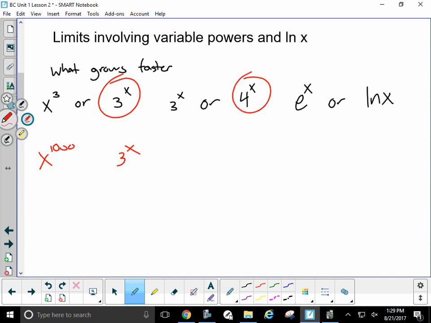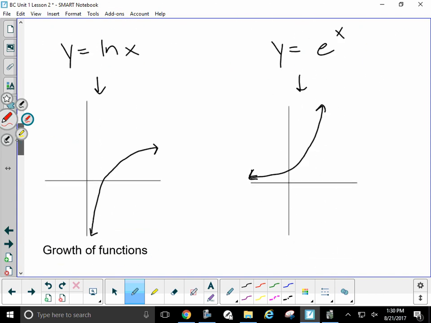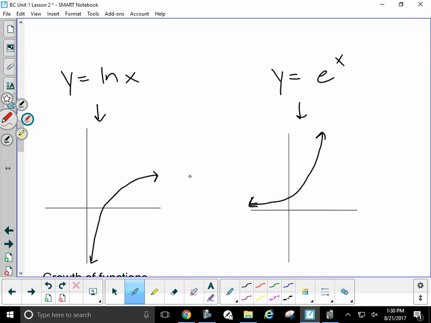4 to the x is better than 3 to the x. Log x is the slowest growing function. It is the inverse of e to the x, which is an exponentially fast growing function. Just e is a number that we'll talk about more later, 2.717. You can just know its decimal approximation. Log x, its inverse, is the slowest growing function. Okay? That's what it looks like. Slowest growing function, fastest growing function.